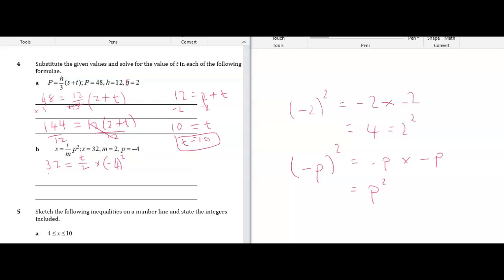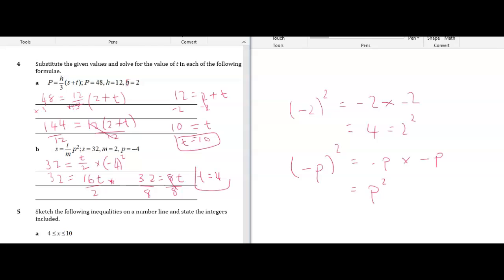Okay, so 32, let's just clean things up a bit. Negative 4 squared is 16. So we've got t over 2, so it's 16t over 2. Multiply both, I was going to get rid of that 2, but 16 over 2 is 8. So I've got 32 equals 8t. And then I'll get rid of that 8. So t is equal to 4.